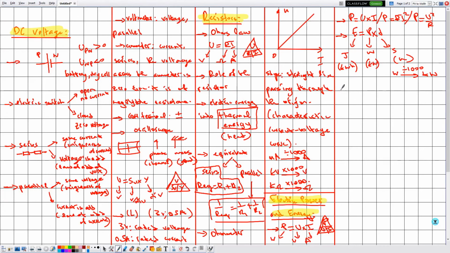Now here we are interested in determining the electric bill. Step 1: we convert power into kilowatts. Step 2: we calculate the energy E for 1 day. Step 3: we calculate E for a month. Step 4: we calculate the cost, which is equal to E multiplied by the price. And basically this is everything related to electric power and energy.